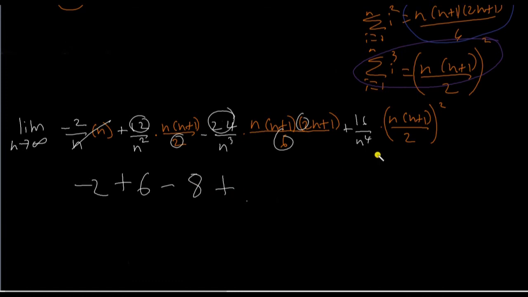And then we're going to have 16 over 2 squared, so it's going to be a 4. And then we have 4 minus 8, which is negative 4. The negative 4 plus 4 is 0.